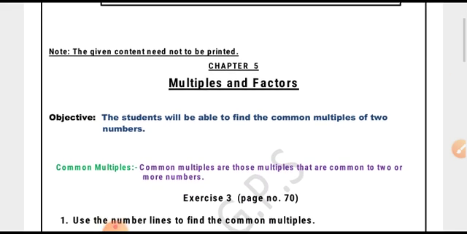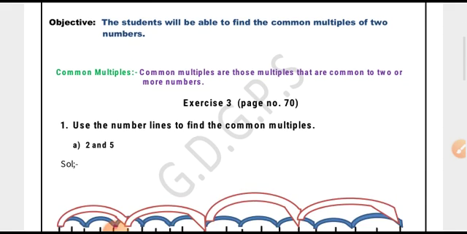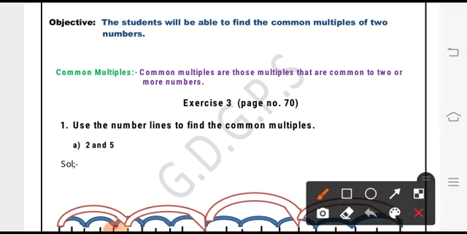Dear kids, today we are going to discuss exercise 3 of chapter 5 and it's based on common multiples. What are common multiples? The multiples which are present in the multiplication table of both the numbers are said to be their common multiples. Say, for example, in question number 1, we have been asked that we have to find the common multiples of 2 and 5 using number line.